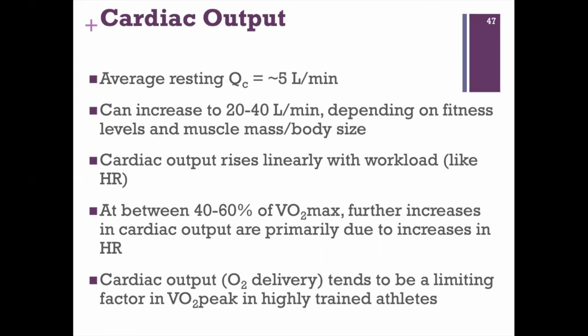Cardiac output rises linearly with workload, just like the heart rate did. So, as the heart rate goes up, so will the cardiac output in this linear fashion, matching it, because remember, cardiac output is heart rate times stroke volume. So, as the increase in heart rate happens, so does the increase in cardiac output. At around 40 to 60% of our VO2 max, any increases in cardiac output are due strictly to the increases in heart rate, because remember, our stroke volume only increases for up to about 50% of our VO2 max.